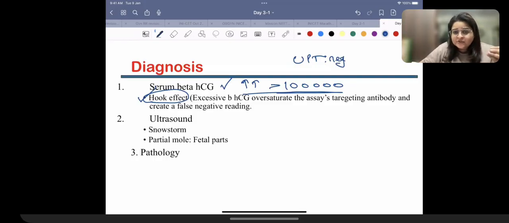But if you are highly suspicious, always get a serum beta HCG. Anyway, we need a serum beta HCG because this is going to help us in follow-up.